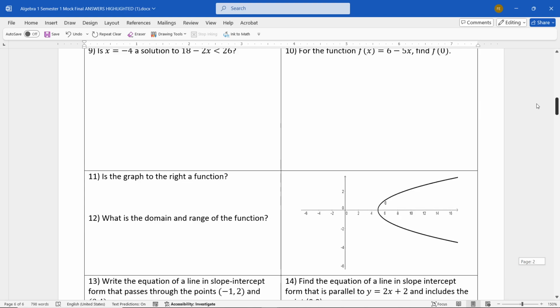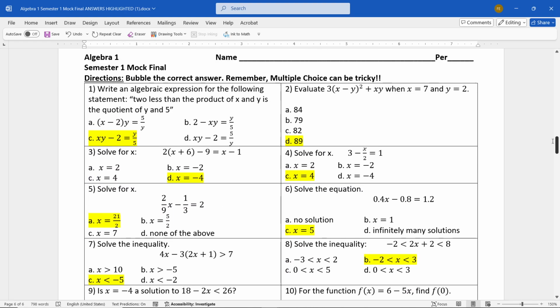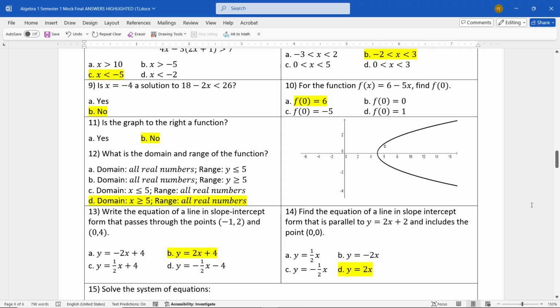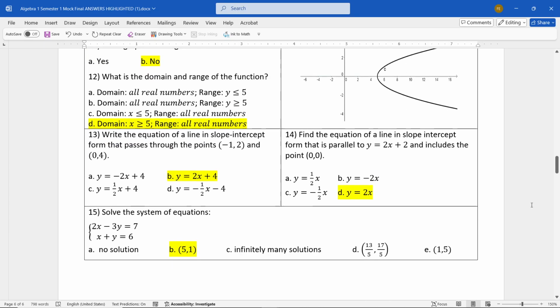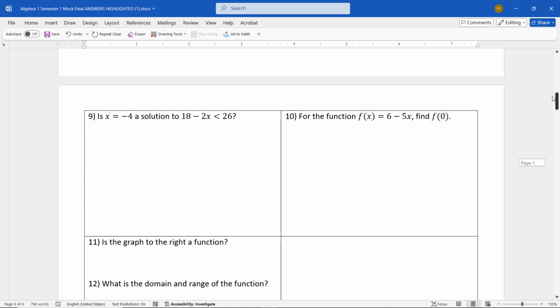You can pause the video at any time. So here are just quick answer checks. Number 1, 2 through 8 is right there. Pause the video as needed. Then here's the rest of them: 9, 10, 11, 12, 13, 14. And there's number 15. So pause the video, double check your answers, and let's now do each of these problems in particular and then show you how to practice more on your own.